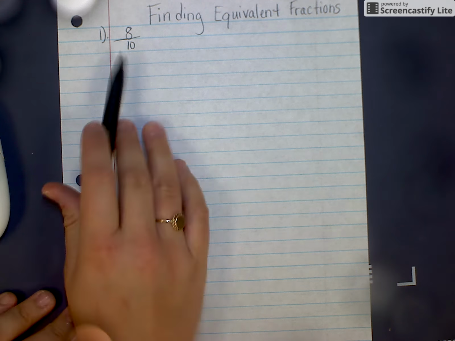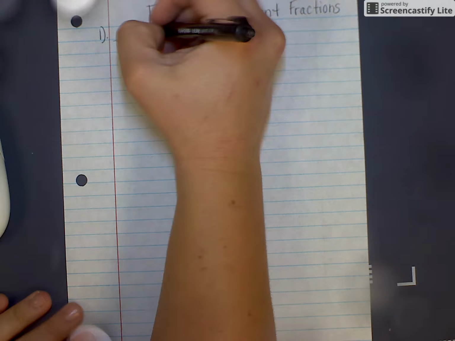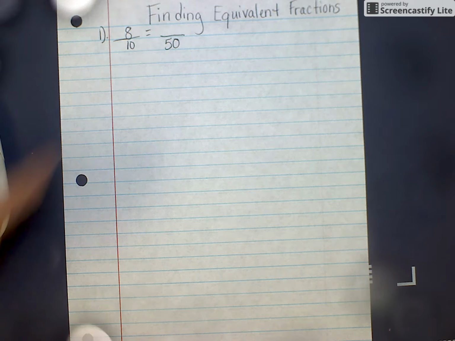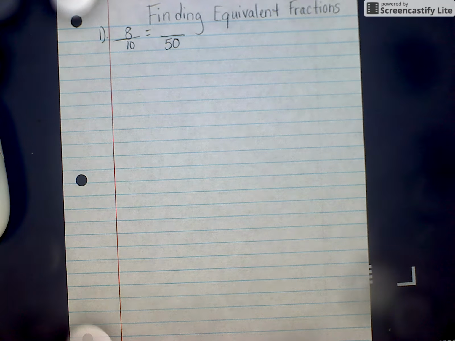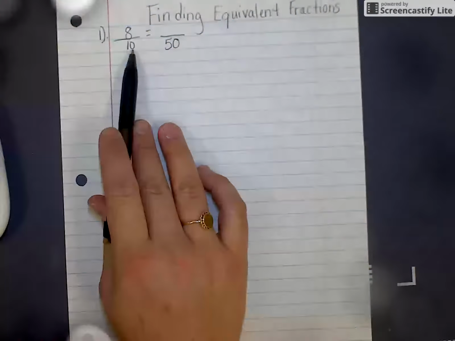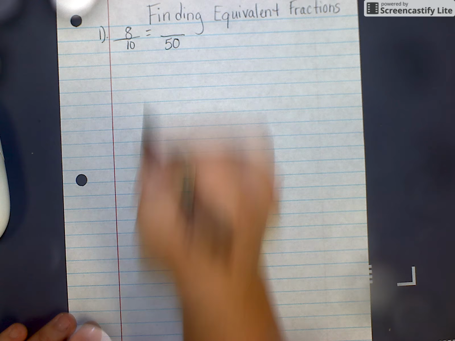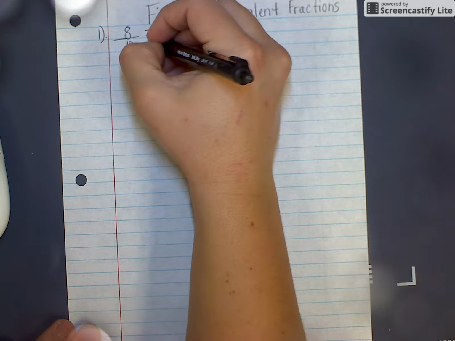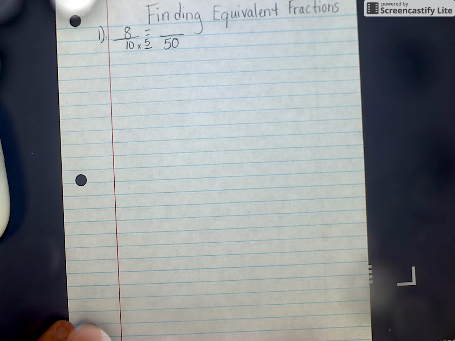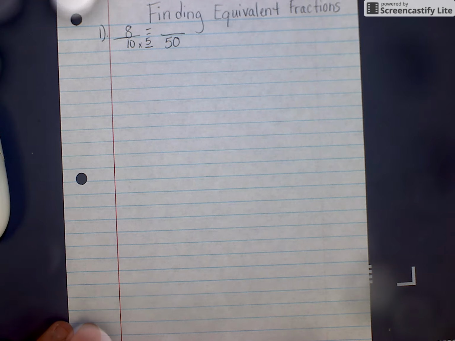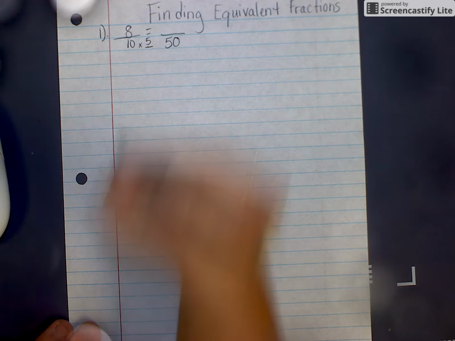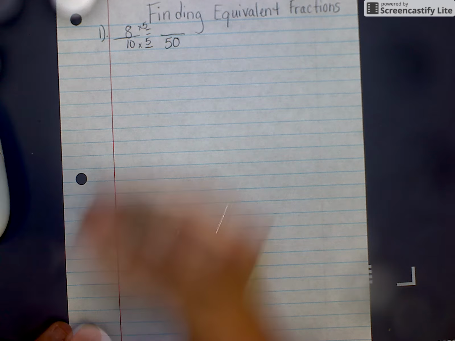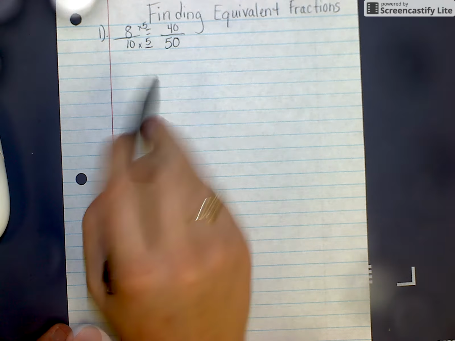It will give them 8 over 10, and then it has an equals, and then it will actually give them 50 at the bottom. So they have to figure out what goes in this spot right here. So the way that I told them to try and find it is 10 times what gets us to 50. So 10 times 5 is going to get us to 50. So our golden rule is that whatever you do to the bottom, you do to the top. So if you multiply the bottom by 5, you're also going to multiply the top by 5. And that's going to be 40 because 8 times 5 is 40.